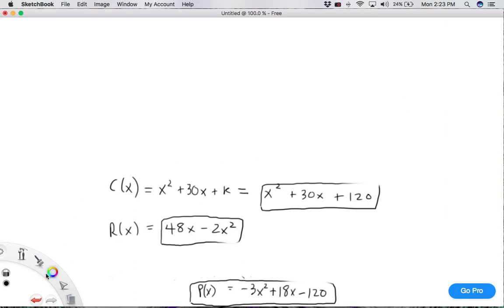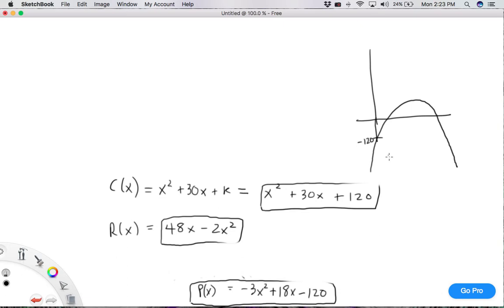Okay, so I believe we might not even need cost and revenue, because I think the optimal level of production. So I'm going to quickly sketch you a graph of our, actually, I don't know exactly what this looks like, but the profit function has a y-intercept of negative 120. It's upside down.